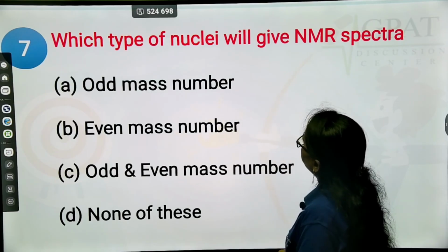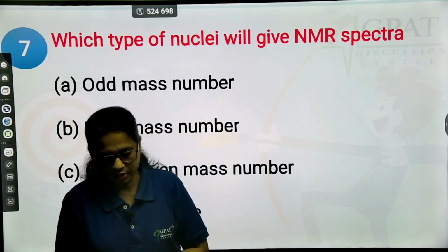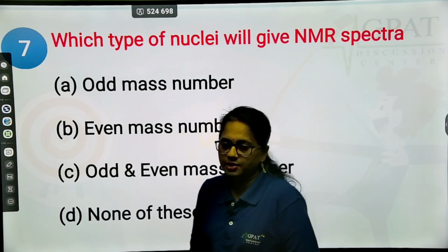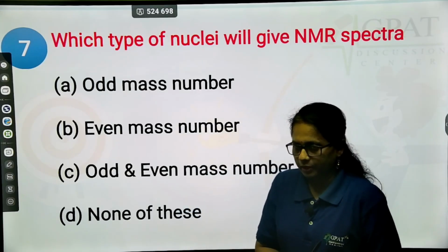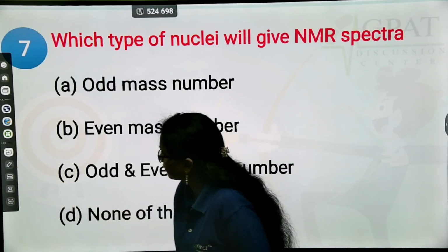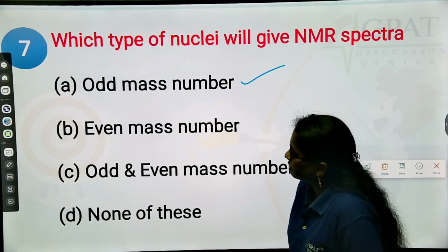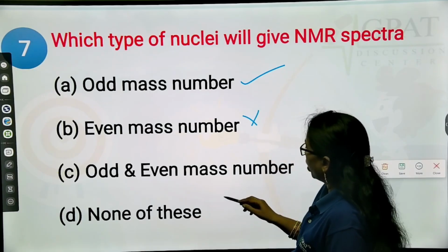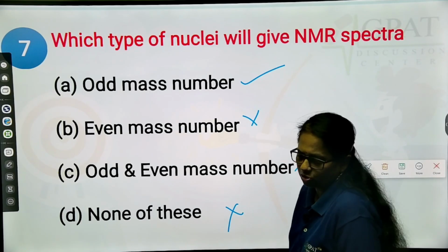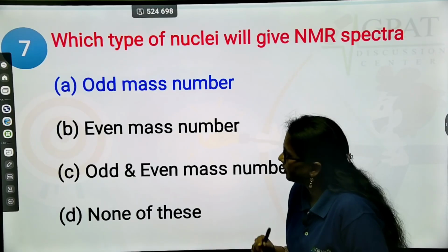Next, which type of nuclei will give the NMR spectra? This we have already discussed: nuclei having either odd mass number or odd atomic number. So the options: odd mass number, yes, that is the right answer, NMR active. Odd mass number, definitely you are going to see the NMR signal. Even, no. Odd and even mass number, none of these. Only A is the right answer.